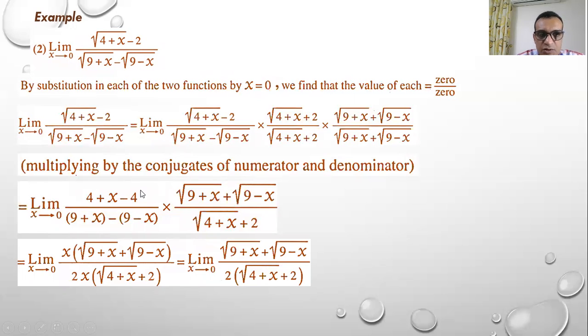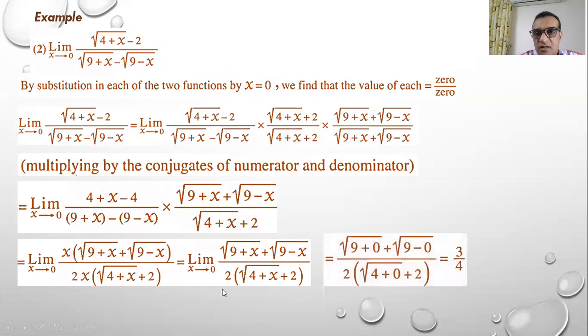4 minus 4 equals 0. 9 minus 9 equals 0. And after simplification, we get x multiply the square root 9 plus x plus the square root 9 minus x over 2x multiply the square root 4 plus x plus 2. And by cancelling x with x, we get that. And by replacing, we get the limit of the function equal 3/4.